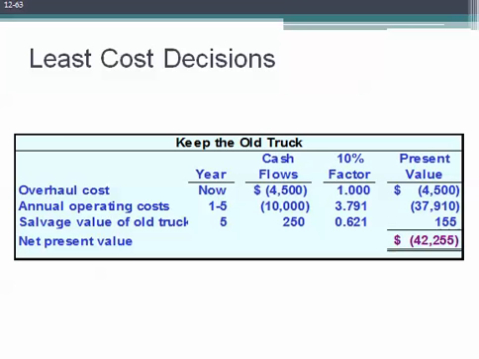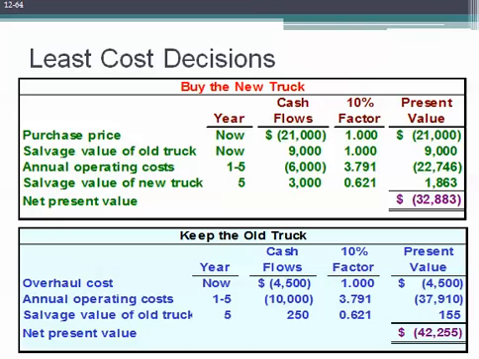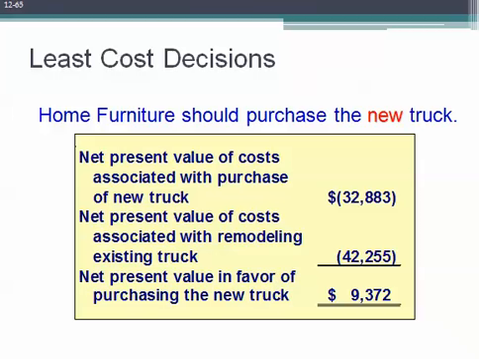Again, given our choices, we don't want to do anything that has a negative net present value. But since we need a delivery truck, we're going to want to pick the one that has the lowest cost from a net present value perspective. And that appears to be buying the new truck. In purchasing the new truck, we will have a lower overall cost. This is again an example of a least cost decision. And the net present value in favor of purchasing the new truck is $9,372.